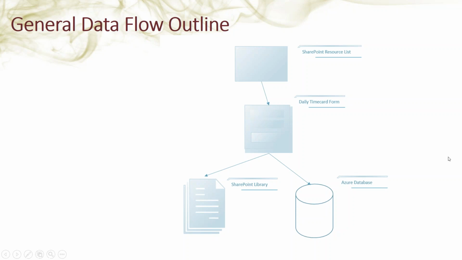Or this Visio diagram that I did special for you guys that just about made me tear out my hair. And you can see this is not very sophisticated. This is our general data flow. They've got a resources list in SharePoint, and that is used in the daily time card form as well. You pick your resource name. And since that was already in place, I leveraged that resource list as part of my flow. The data from the time card form goes to a SharePoint library and to an Azure database.